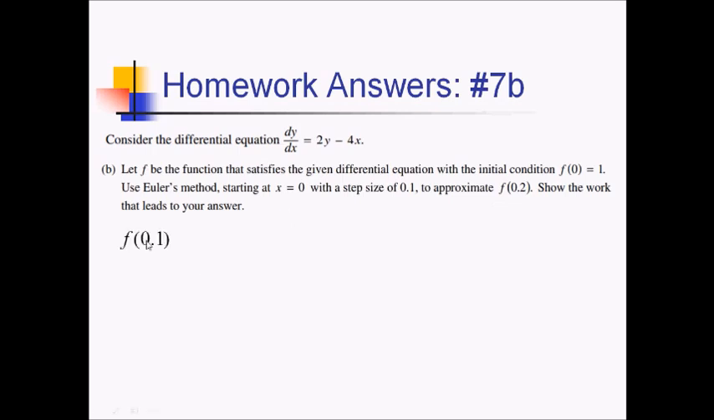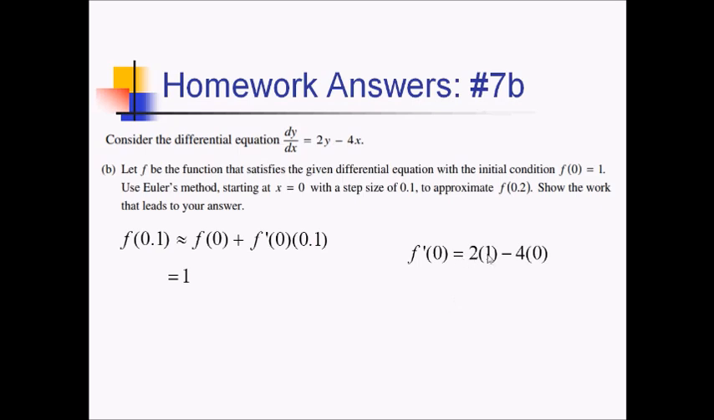So here's f of 0.1. That's approximately equal to f of 0, which we actually know the exact value for, plus f prime of 0 times our step size of 0.1. Plugging things in now, f of 0 we said was 1. And then f prime of 0, we have to plug 0 in for x in our differential equation, which means we also have to plug in the y value 1 that goes with 0 for this y up here. So f prime of 0 is going to be 2 times 1 minus 4 times 0.